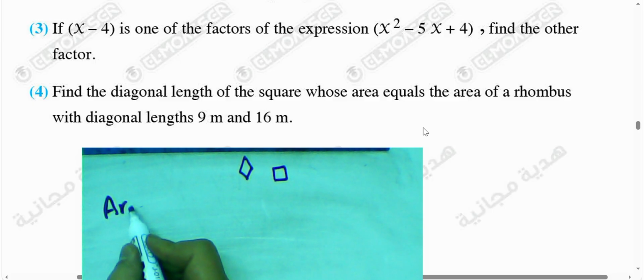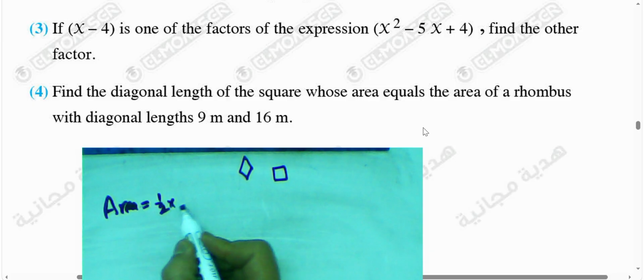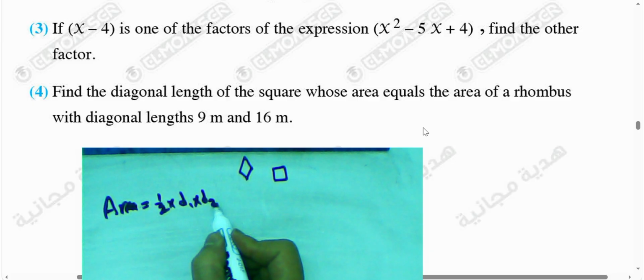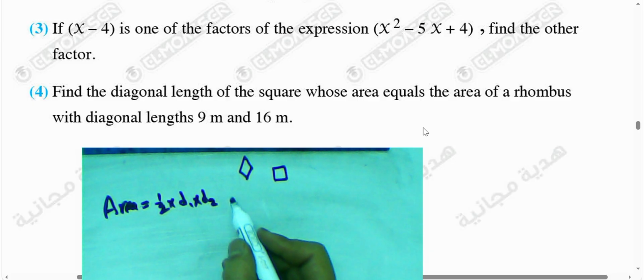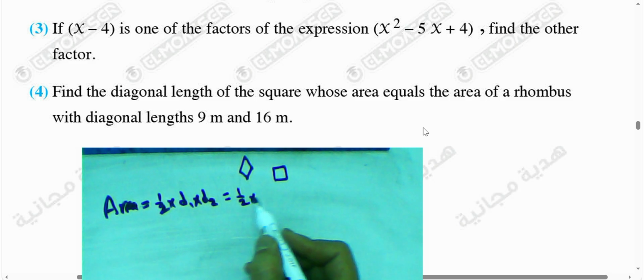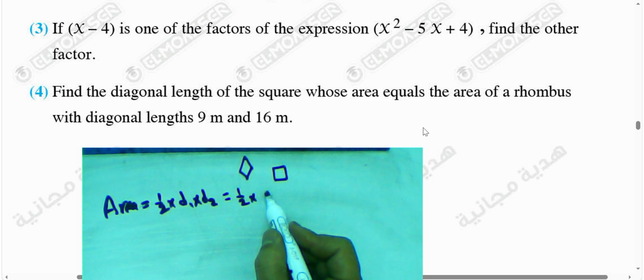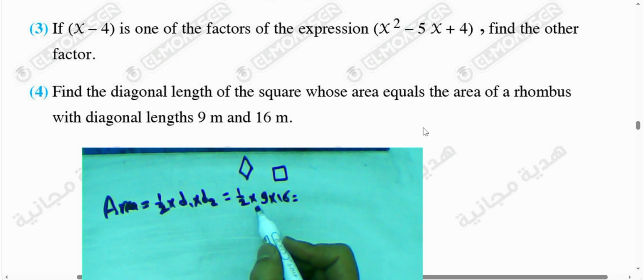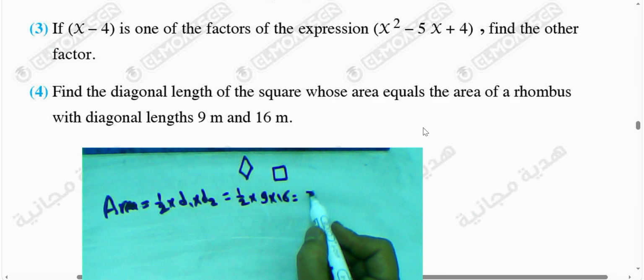Half the product of diagonal 1 and diagonal 2 equals half times 9 times 16. Half of 16 is 8. 8 times 9 equals 72.